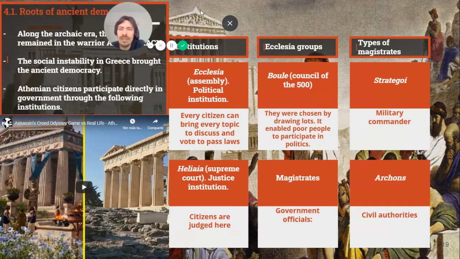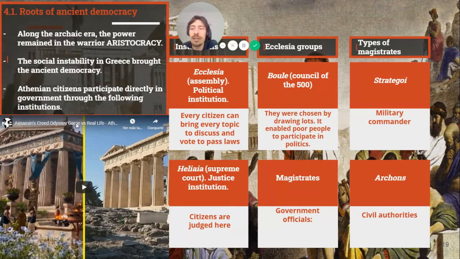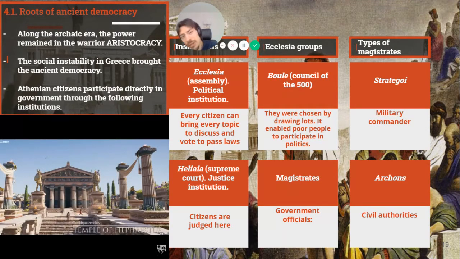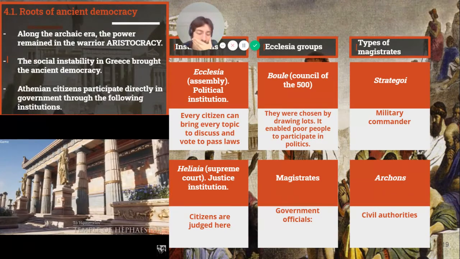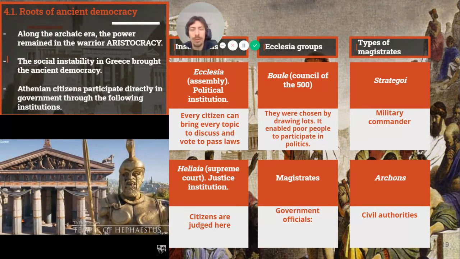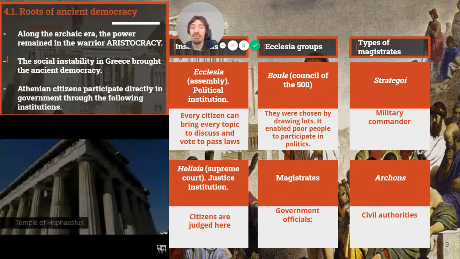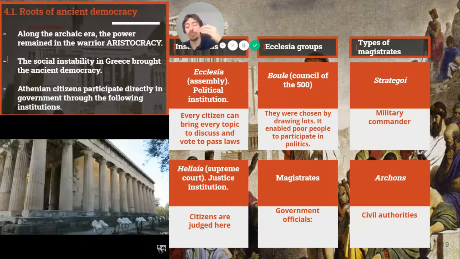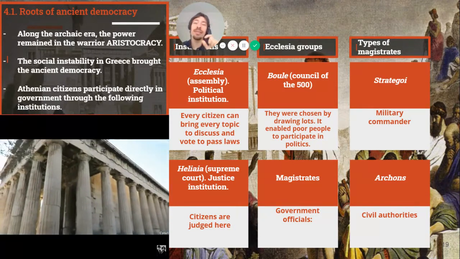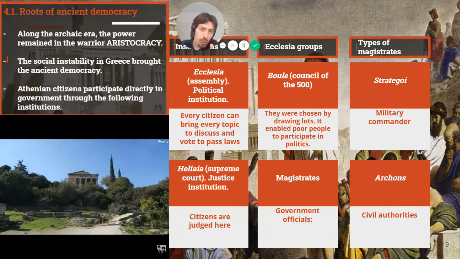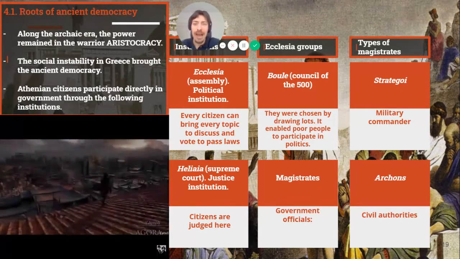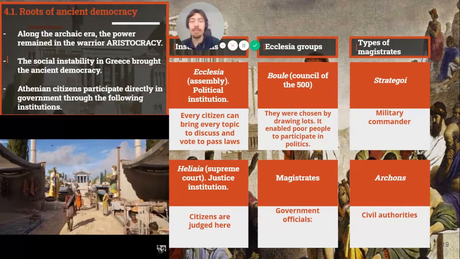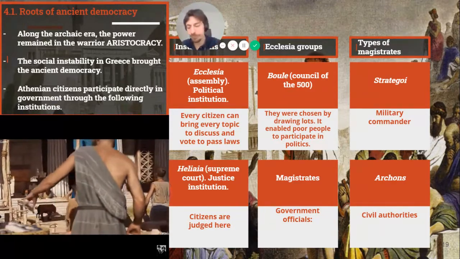The roots of the ancient democracy lay in the social instability in Greece. Let's remember the core of this idea from previous lessons. There were at least two groups. The privileged one, whose people didn't have to work and made their living from the taxes the non-privileged group was paying to them. And secondly, the non-privileged group. The non-privileged group didn't own the land, and that's why they had to ask permission from the privileged group to work it and make their living.